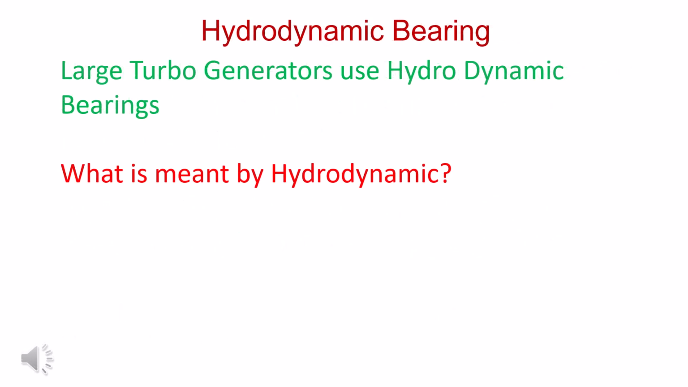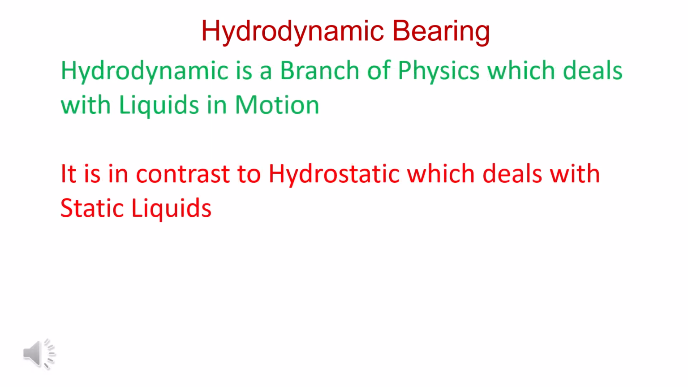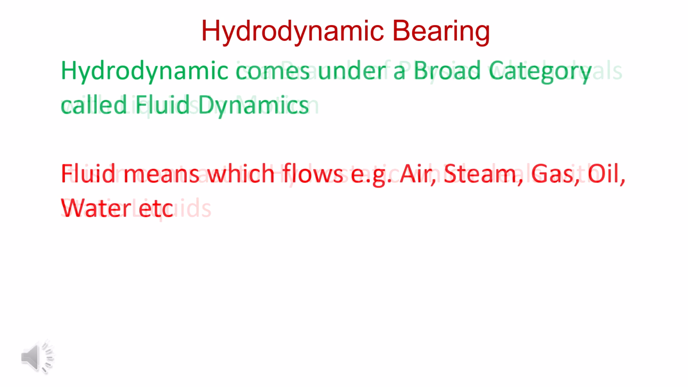Large turbogenerators use hydrodynamic bearings. What is meant by hydrodynamic? Hydrodynamic is a branch of physics which deals with liquids in motion. It is in contrast to hydrostatic, which deals with static liquids.